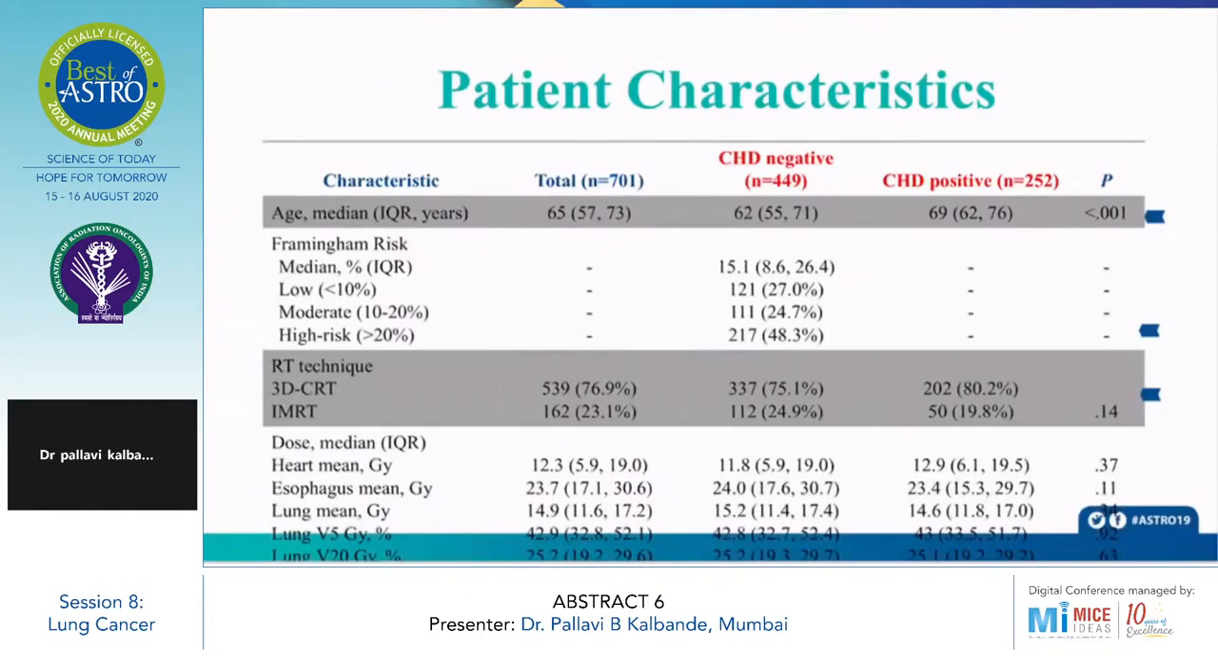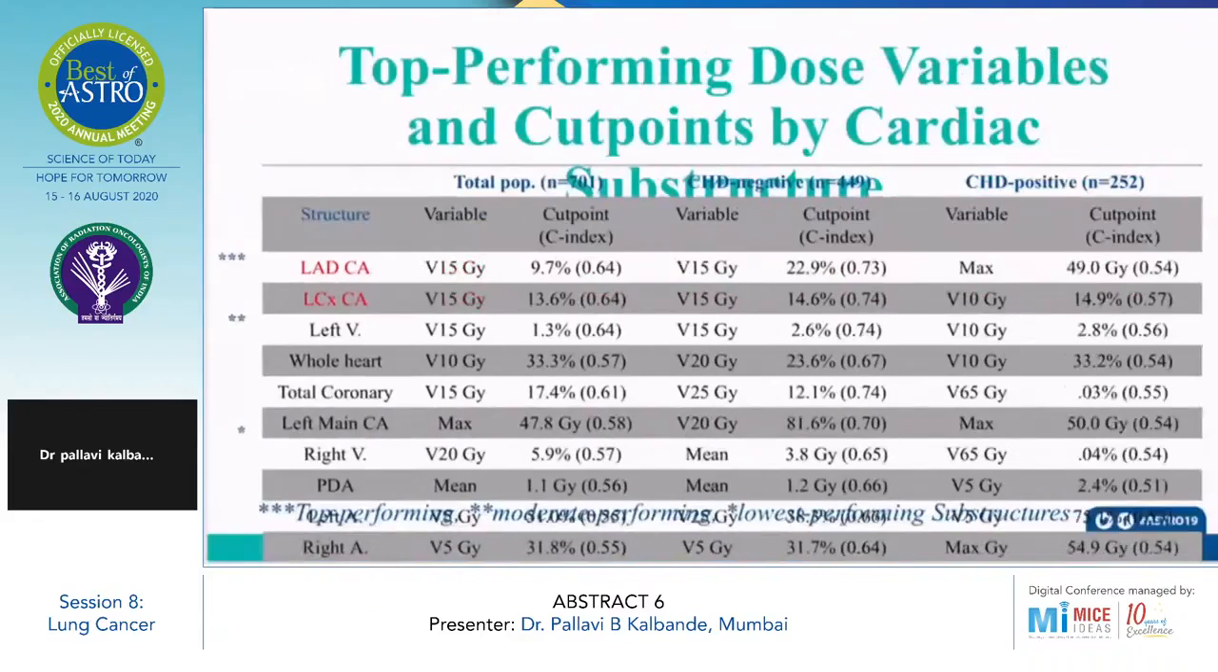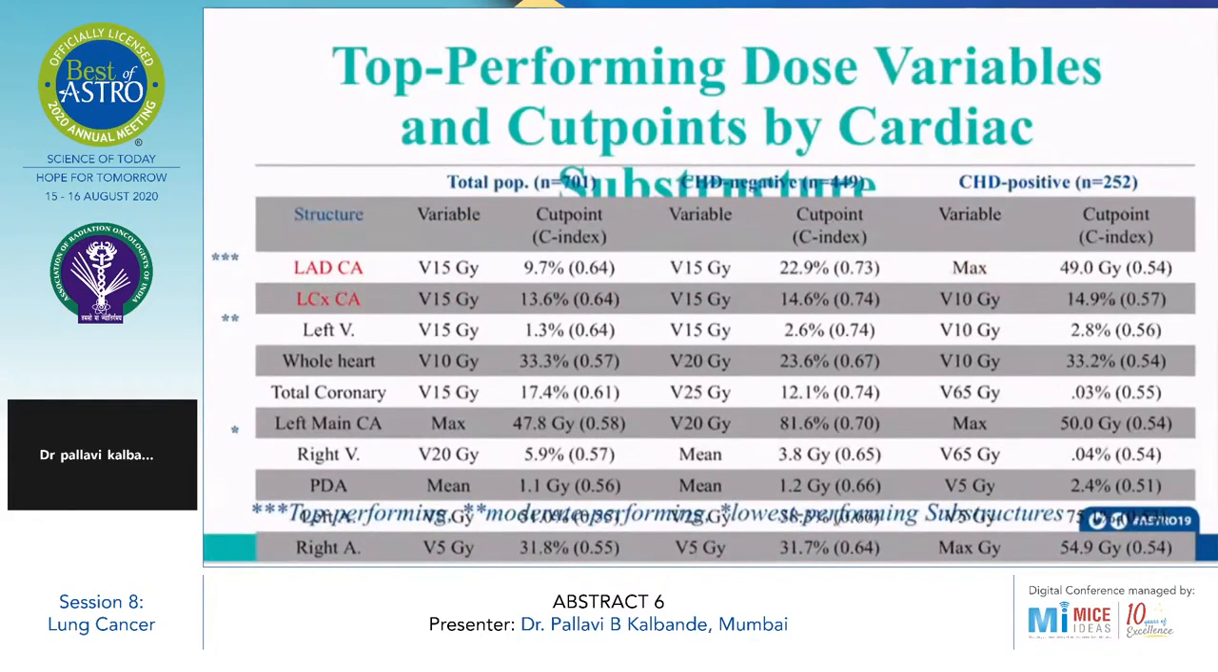When looking at the patient characteristics, the total number of patients was 701, whereas CHD negative were 449 and CHD positive were 252. As we can see, it was predominantly an elderly population, more than 60 years. In CHD negative, median age was 62 years, whereas in CHD positive, median age was 69 years. And then they looked at the top performing dose variables and the cut points by cardiac substructure.